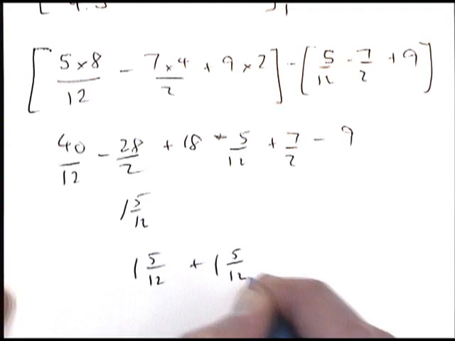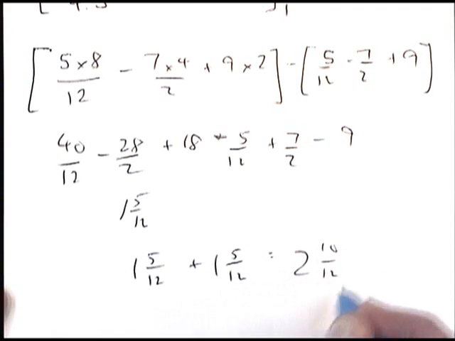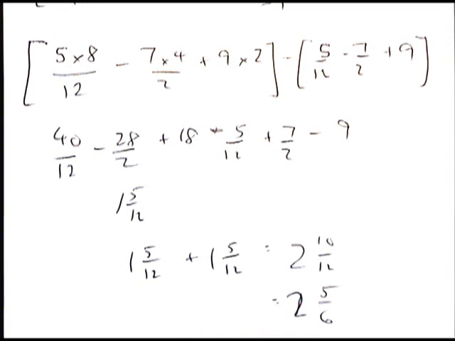Add another 1 and 5 twelfths. So that's going to be 2 and 10 twelfths, or cancelling down, 2 and 5 sixths. And that is the combined area of that shape. Quite a tricky question though for AddMaths, a lot involved in it.